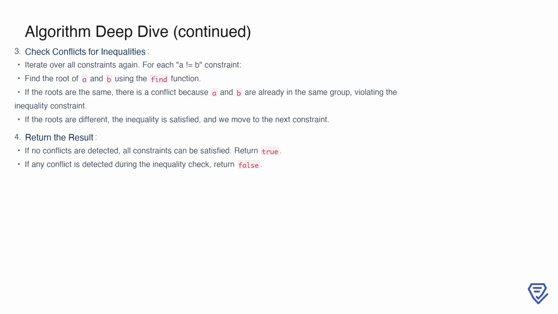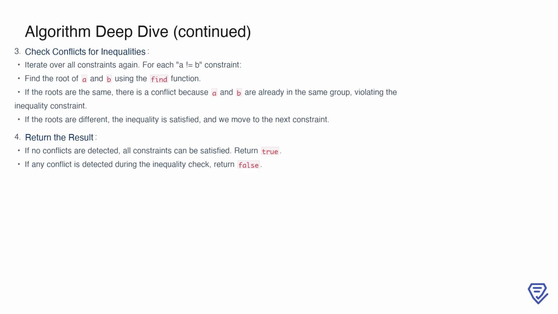After grouping variables based on equality constraints, the next step is to check for conflicts in the inequality constraints. For each a not equals b constraint, we again use the find function to determine the root of both a and b. If the roots of these two variables are the same, it indicates a conflict because a and b are in the same group, which violates the inequality constraint.